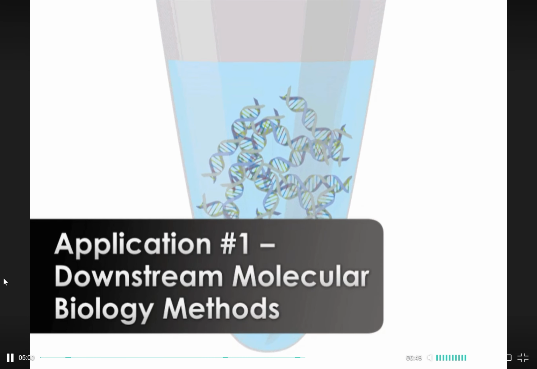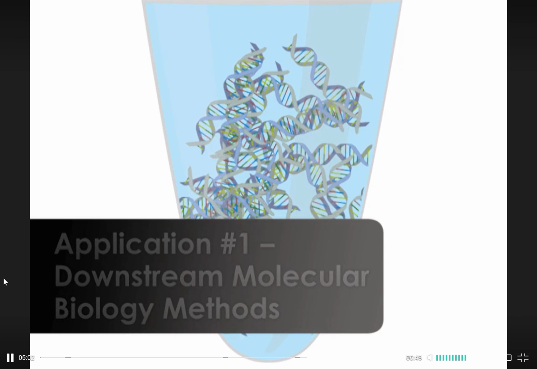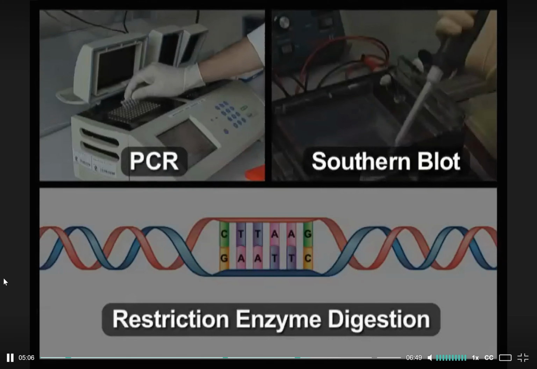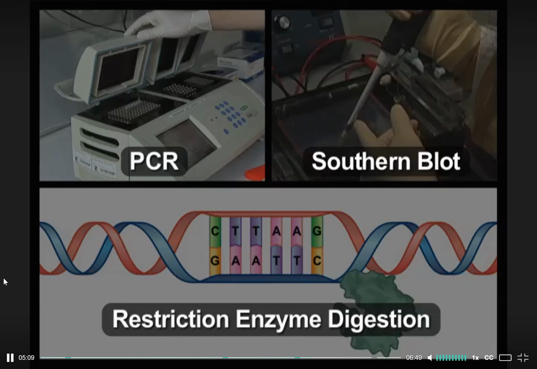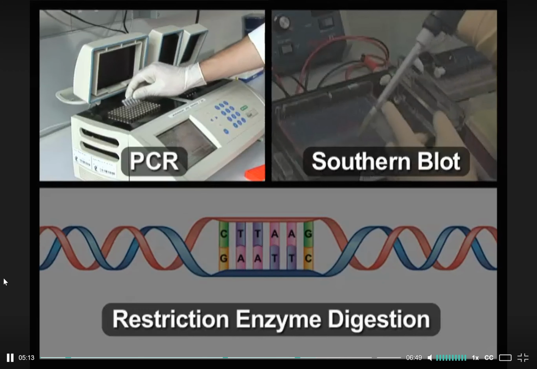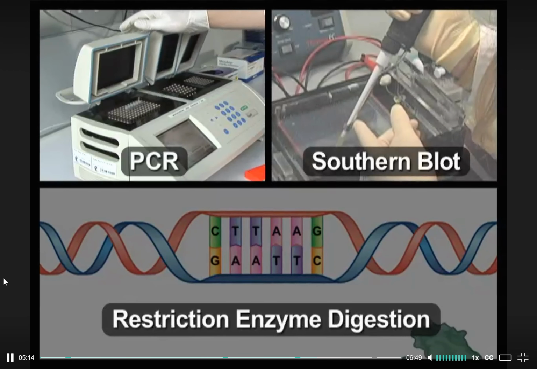Nucleic acids isolated from yeast have a variety of uses depending on your specific experimental goal. DNA isolated from yeast can be used for a number of different molecular biology techniques, including PCR, Southern blotting, or restriction enzyme digestion.